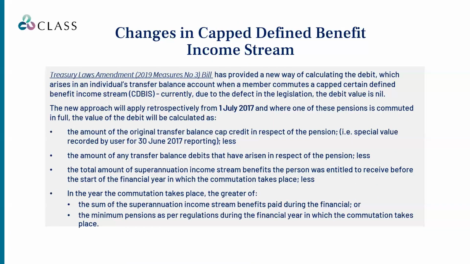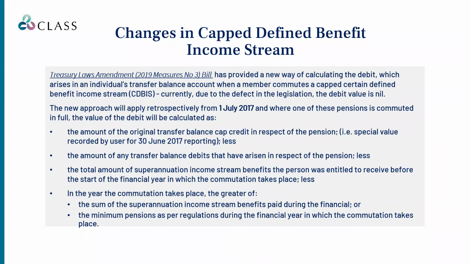Now, this is another surprise: changes in the capped defined benefit income stream. The law has been passed and received Royal Assent. Basically, they provide a new way of calculating a debit value, which previously has been problematic for some types of capped defined benefit income streams, particularly the market-linked pensions.